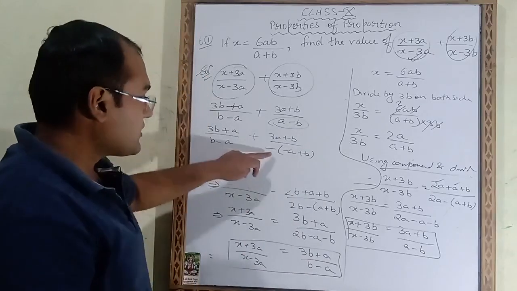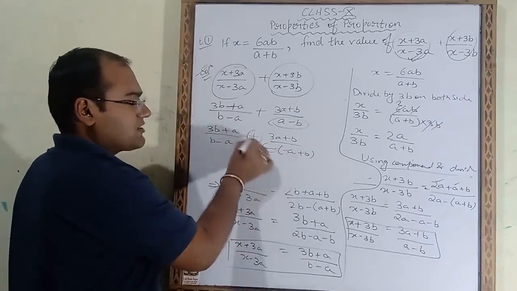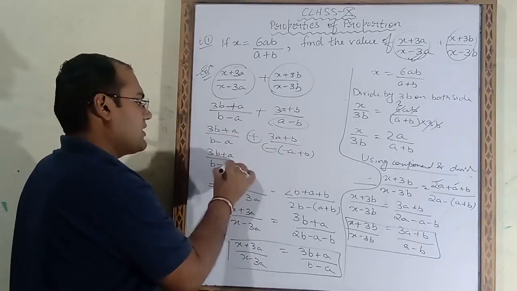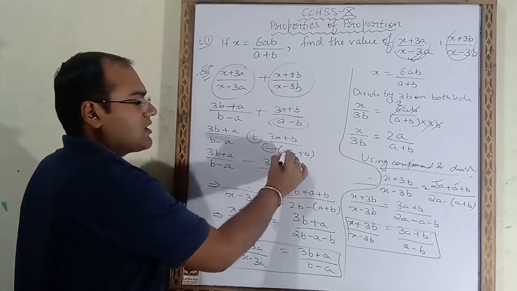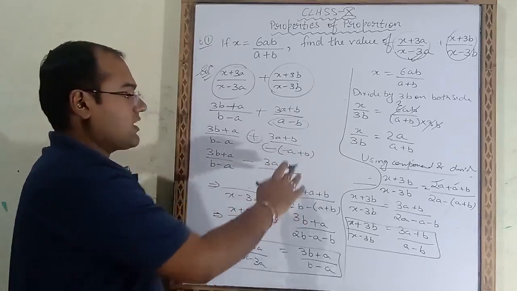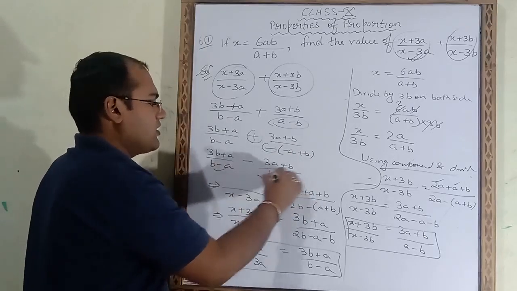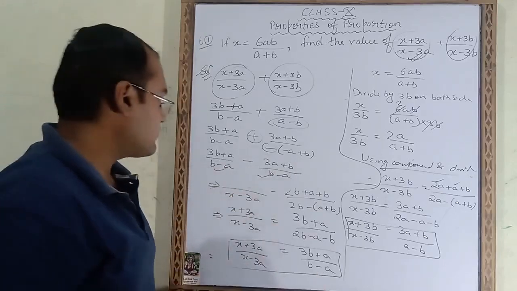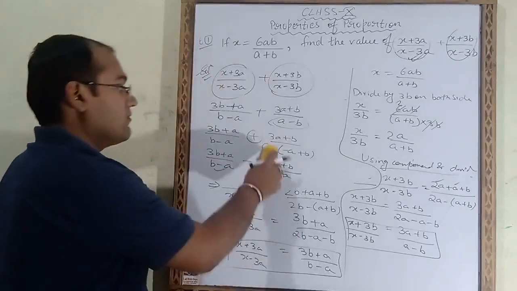Now this minus and this plus, minus plus minus, so we can write here (3b + a) upon (b - a) plus (-3a + b) upon (-a + b), or we can write b - a. Now we can observe that both the denominators are exactly the same, sign also and terms also. So directly also you can write without doing this step.